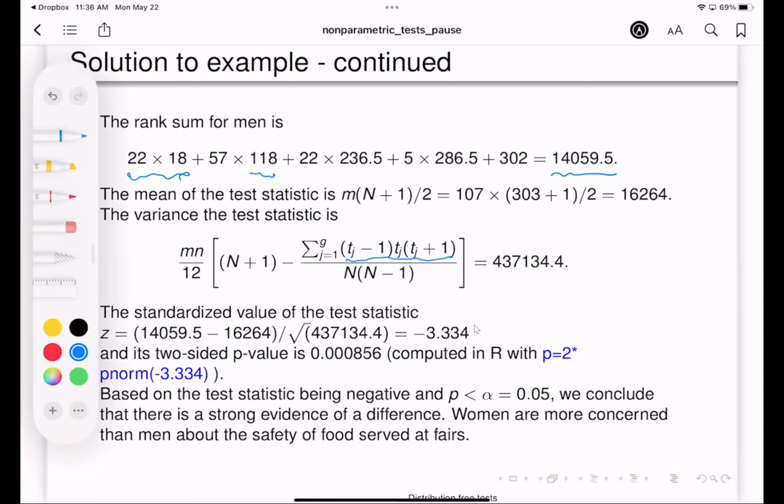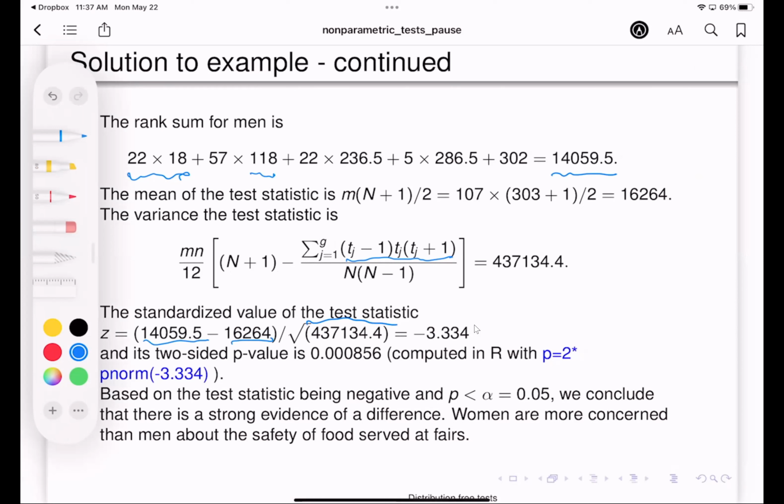And then when we consider the test statistic, we use the sum of ranks here minus the mean, and divide by the square root of the variance. And that gives us the statistic. In this case, we get a value of negative 3.3 something.